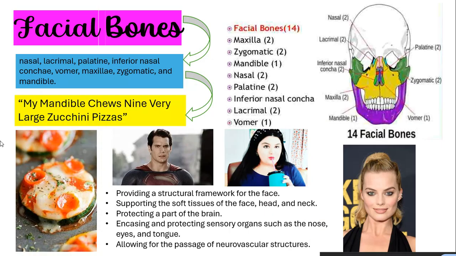All right. So you also have a mnemonic for facial bones. My mandible chews 9 very large zucchini pizzas, right? This is your zucchini pizza, right? All right, so this is a pair of nasal, a pair of lacrimal, the one in blue. This is inferior nasal concha, the one in green.